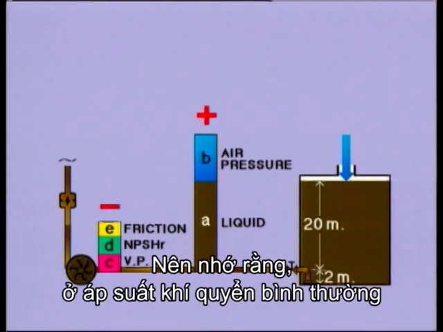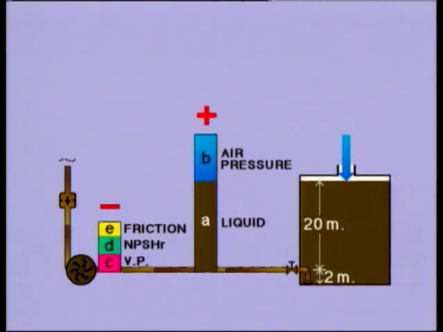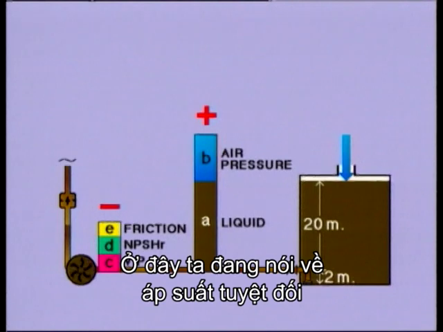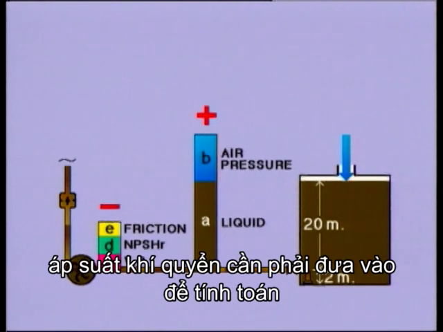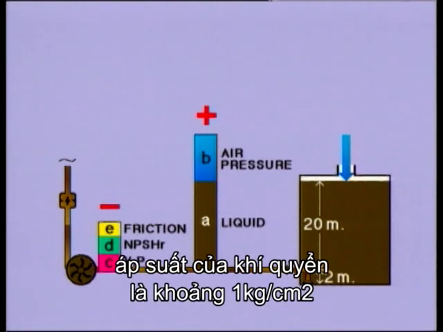Remember, at normal atmospheric pressures, the manometers read 0. As we're talking here about absolute pressures, the pressure of the atmosphere must be taken into account. So, when measuring absolute pressures, we start from a vacuum, which is 0. The pressure of the atmosphere is about 1 kilogram per square centimetre.